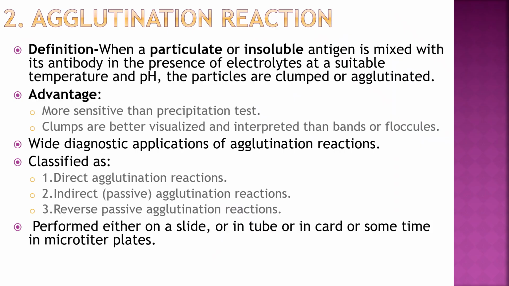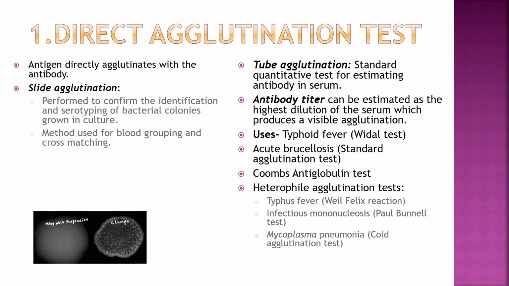Agglutination reaction occurs when a particulate or insoluble antigen is mixed and forms clumps. The types: first is direct agglutination, in which the antigen directly agglutinates with the antibody, by slide and tube method. It is used in typhoid fever, the Vidal test; acute brucellosis, the standard agglutination test; the Coombs agglutination antiglobulin test; and heterophile agglutination tests, for example typhus fever, that is the Weil-Felix reaction; infectious mononucleosis, the Paul-Bunnell test; and mycoplasma pneumonia, the cold agglutination test.